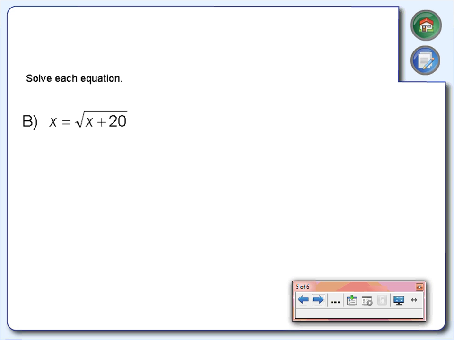All right, let's check the next one here. B, we got x is equal to the square root of x plus 20. Notice there's nothing outside of our square root, so we're okay on that first step. It's already isolated, which means I can move on to the next step, and that next step is to square both sides. So if I square the x, that gives me an x squared. If I square this side over here, I get an x plus what?